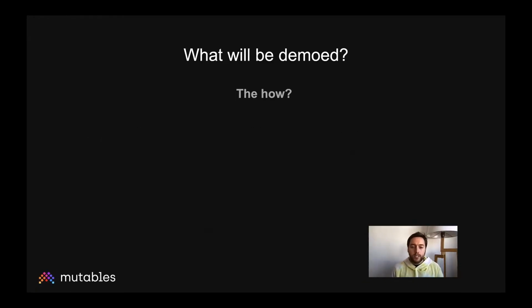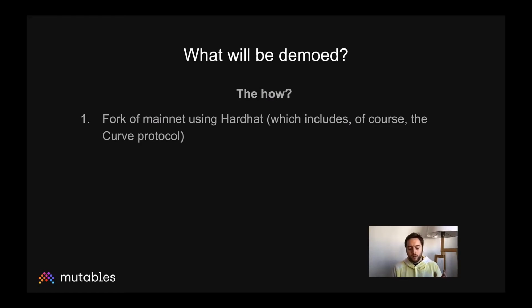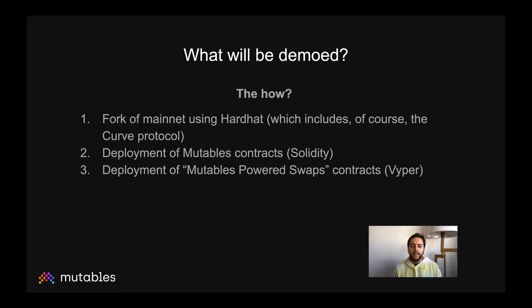How am I going to show you this? I'm using a fork from mainnet using Hardhat. So this includes, of course, the Curve protocol that we will need for the mutables powered swaps. Then I have deployed all the mutables contracts that are built in Solidity, and I have also deployed all the contracts related to the mutables powered swaps, that as they are based off the cross asset swaps from Curve, are written in Vyper. And I will be showing you all these through our React-based UI.